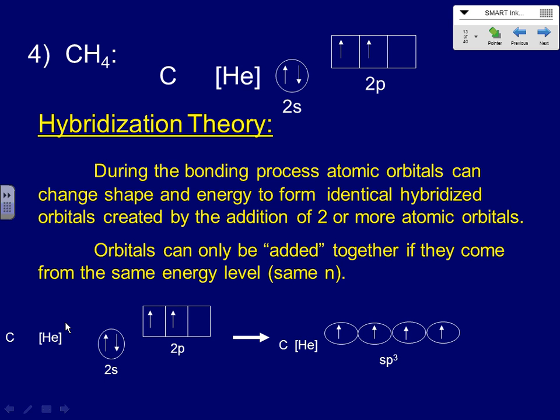So an idea or a theory was needed in order to explain what's taking place in terms of these shapes. This theory or this idea is called hybridization theory. Again, keep in mind, all of these orbitals are actually wave functions. They're mathematical equations that describe where you're going to find the electrons in terms of 95% probability, and they're all waves.